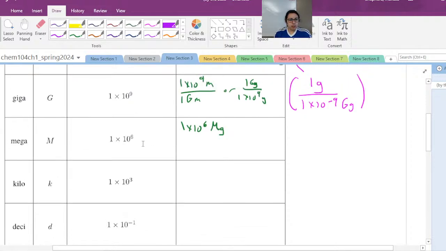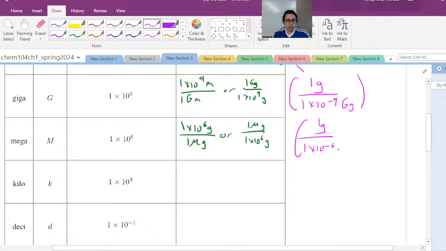And so I'll go back to the top, oops, sorry, I wrote this out wrong. 1 times 10 to the 6 grams is equal to 1 megagram. Or 1 megagram is 1 times 10 to the 6 grams. Or we could say 1 gram is 1 times 10 to the negative 6 megagrams.